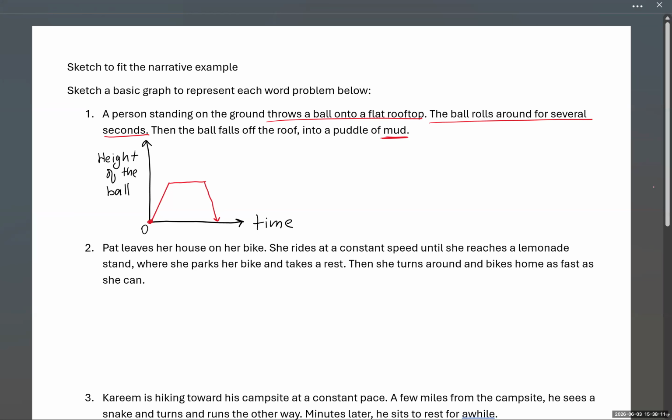Pat leaves her house on a bike. She rides at a constant speed until she reaches a lemonade stand. She parks her bike and takes a rest. Then she turns around and bikes home as fast as she can. So again, X and Y axis. And we're going to stick with time on the x-axis. And the y-axis, I'm going to say this is distance to her house, Pat's house.